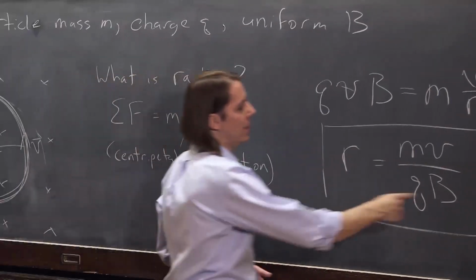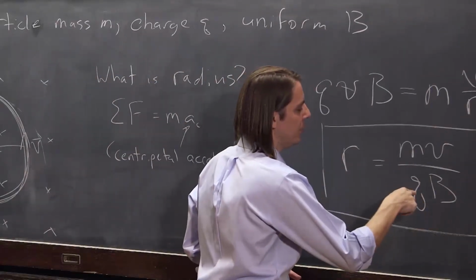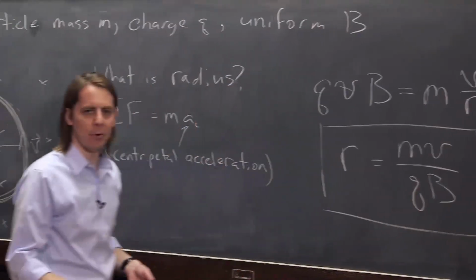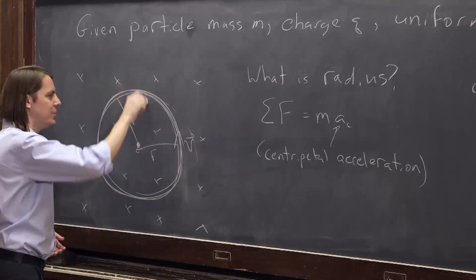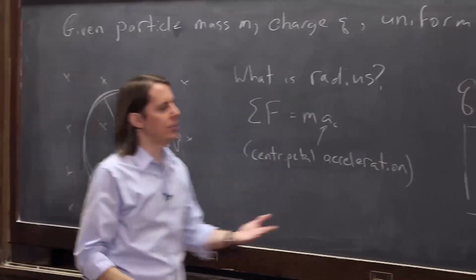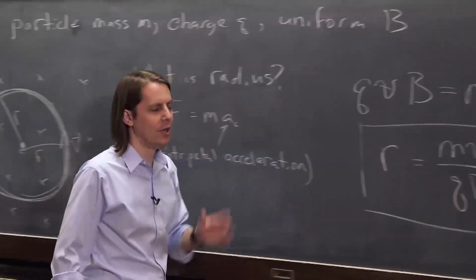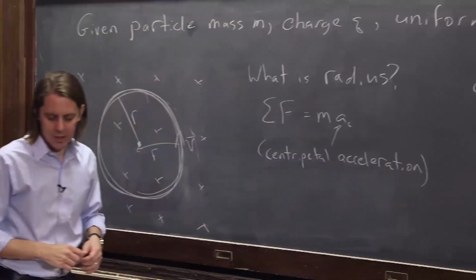And q and B are related to the force. The bigger q, the bigger the force. The bigger B, the bigger the force. The bigger the force, the bigger influence it has on the motion, so it's going to push it even harder. Therefore, the bigger q and B, the smaller the radius. So that one makes sense. The radius is mv over qB.